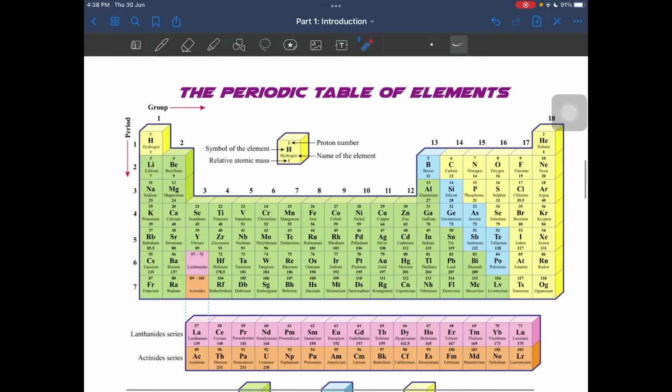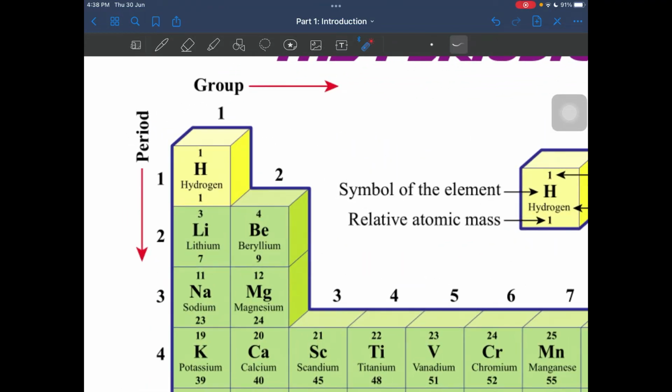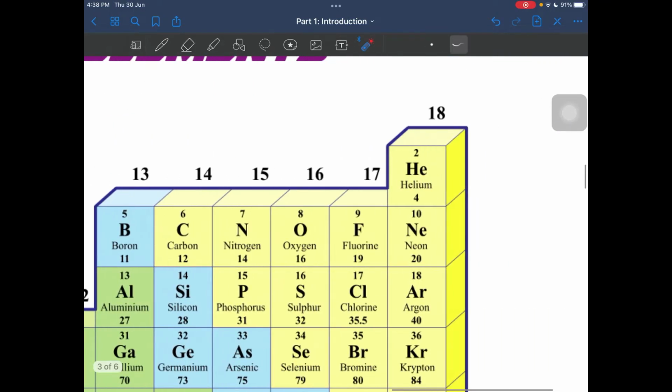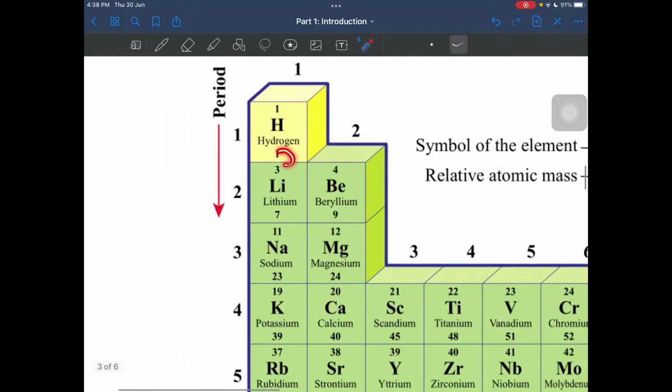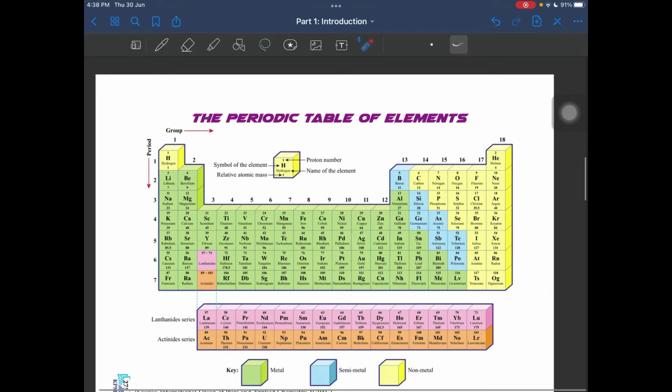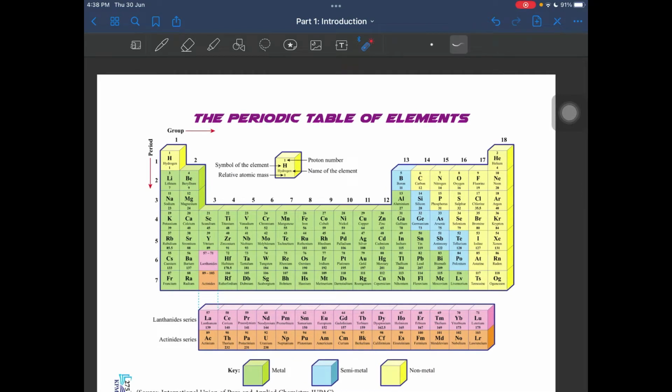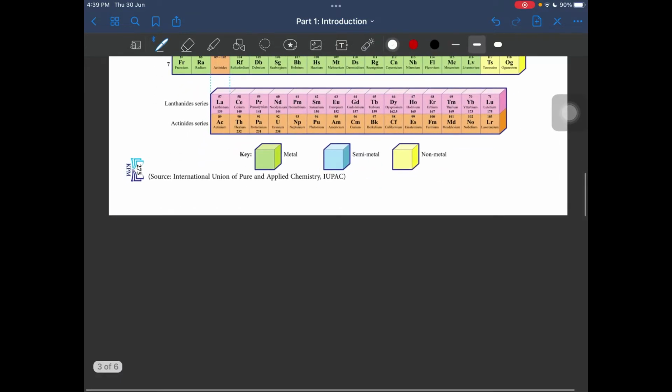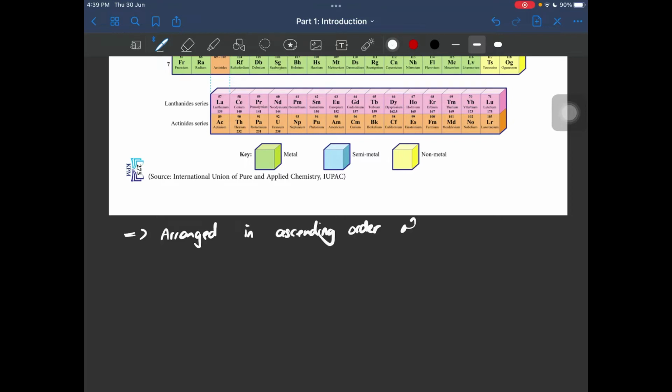So what you will notice is that if you look at hydrogen, it has 1 proton, helium has 2 protons, lithium has 3 protons, beryllium has 4 protons, and boron has 5 protons, and so on. So what you will realize is that this periodic table of elements is actually arranged in ascending order of proton number. You have hydrogen with 1 proton, and then you go to helium with 2 protons, and so on. So let's write that down. Arranged in ascending order of proton number.